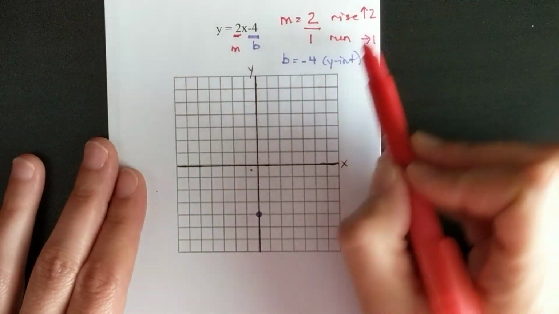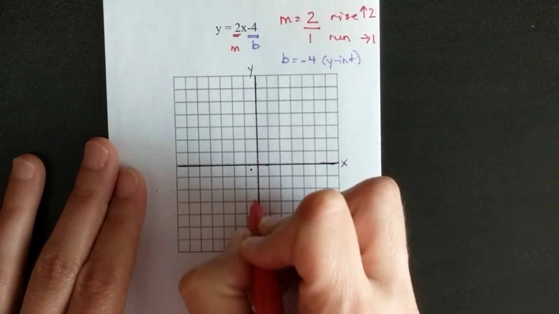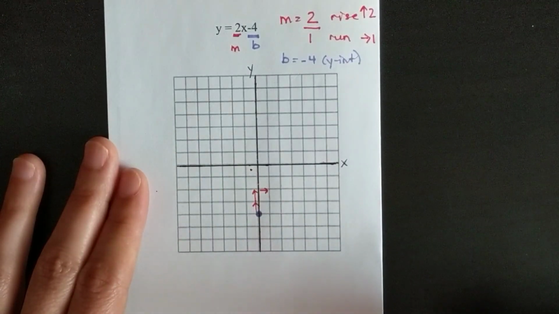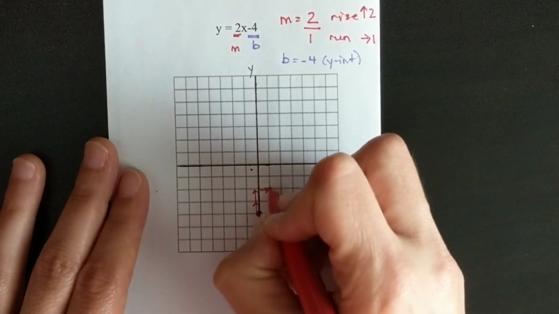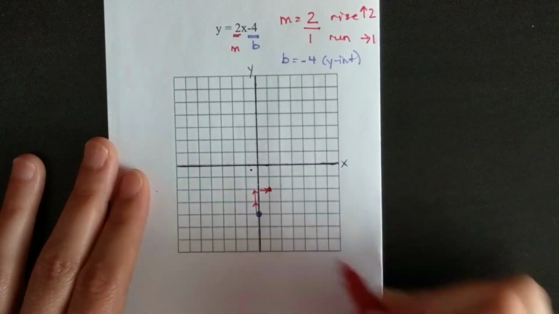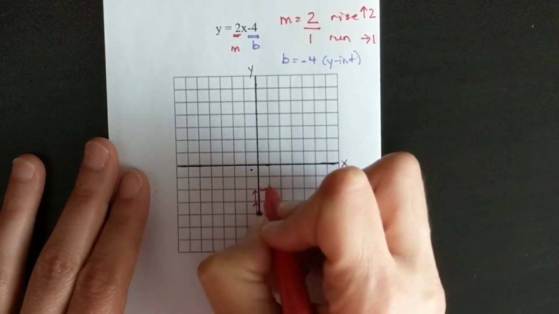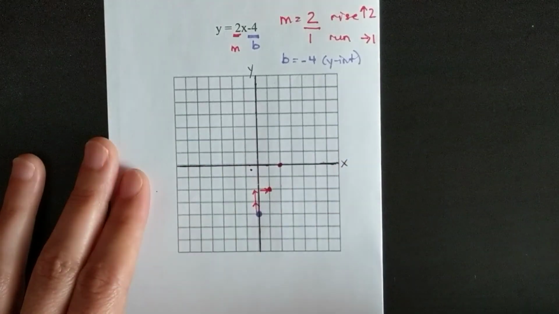So we know the rise is 2 and the run is 1. From this point, we're going to go up 1, 2 squares, and over 1. Be careful that you make sure this matches your scale. Our scale is just going to be 1 to 1, and we put a point there. Then from that point, you count your slope again. Up 1, 2 squares, and over 1 for rise over run.